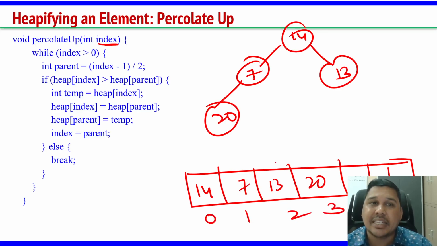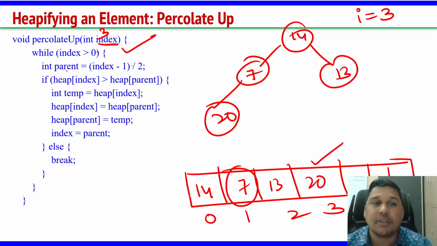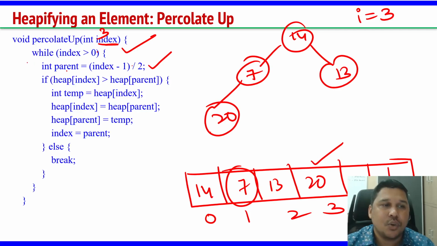So the newly inserted element is 20. Where did I insert? I inserted the element at index 3. That index I am giving as input, 3. Is 3 greater than 0? Yes. Find its parent. How to find out the parent? (3 minus 1) by 2, 2 by 2, 1. So its parent is at 1.